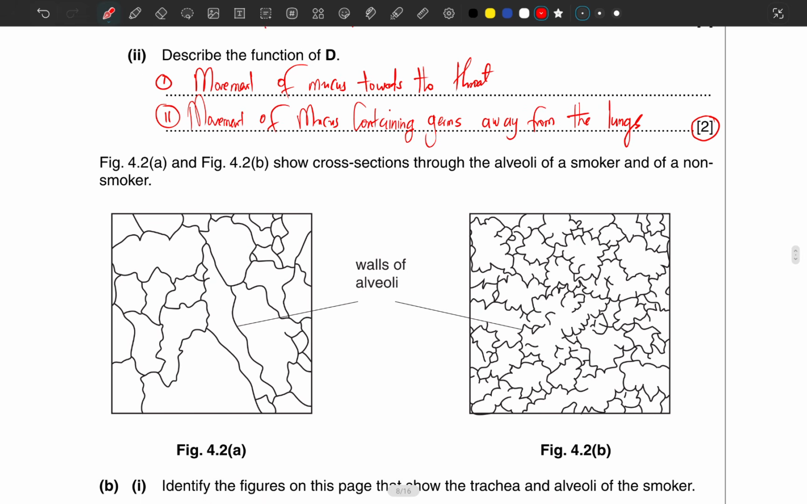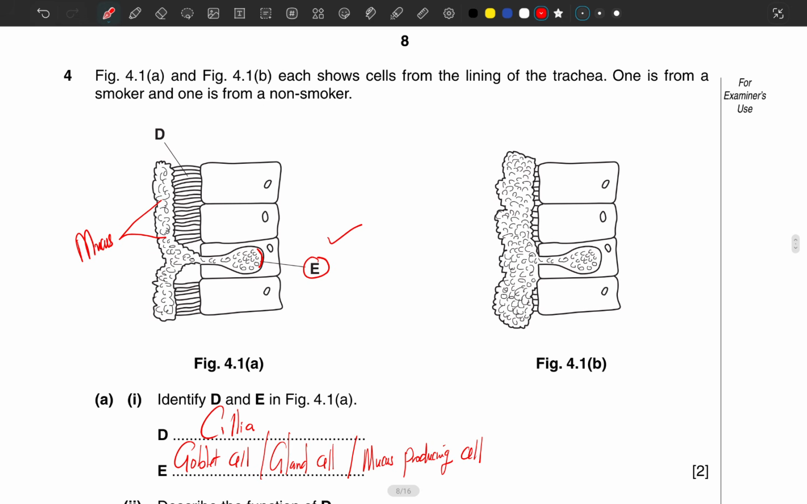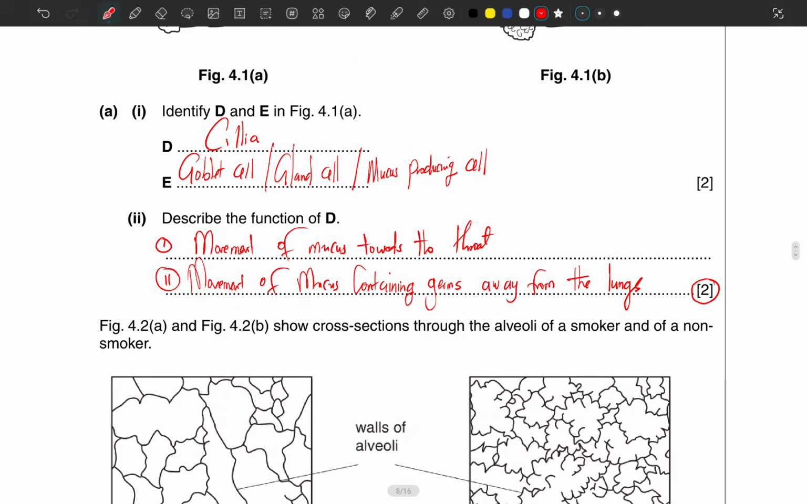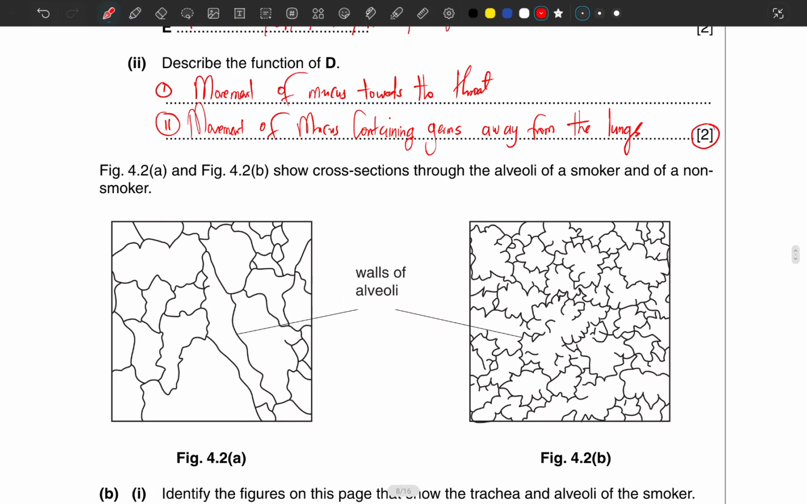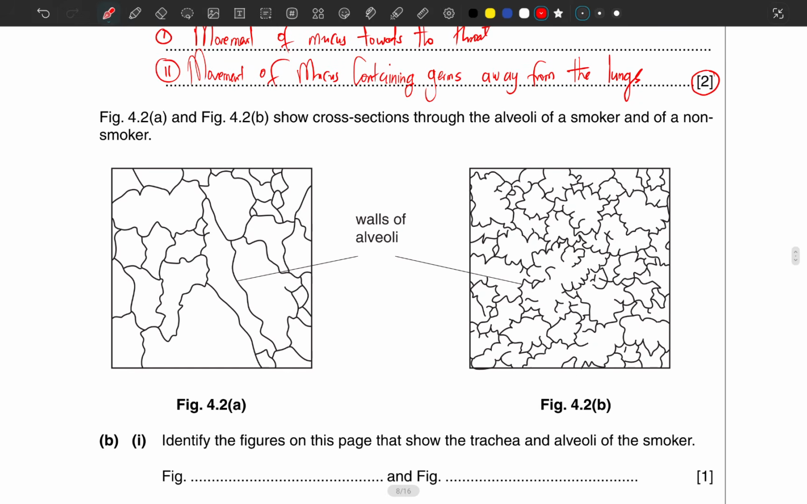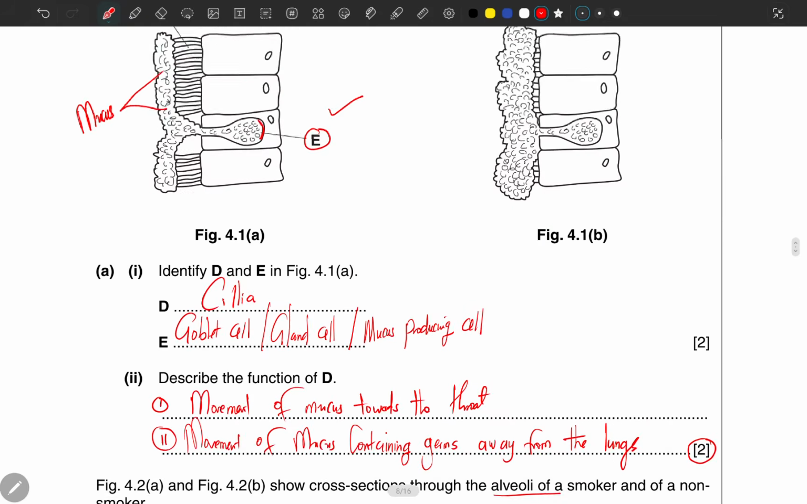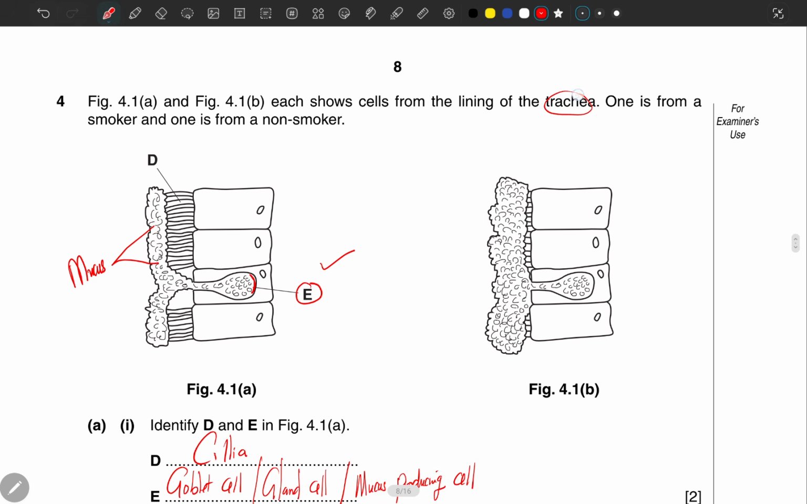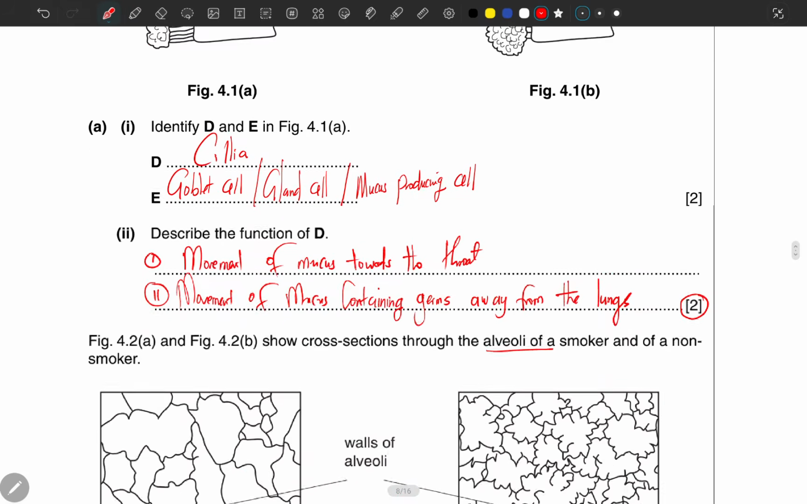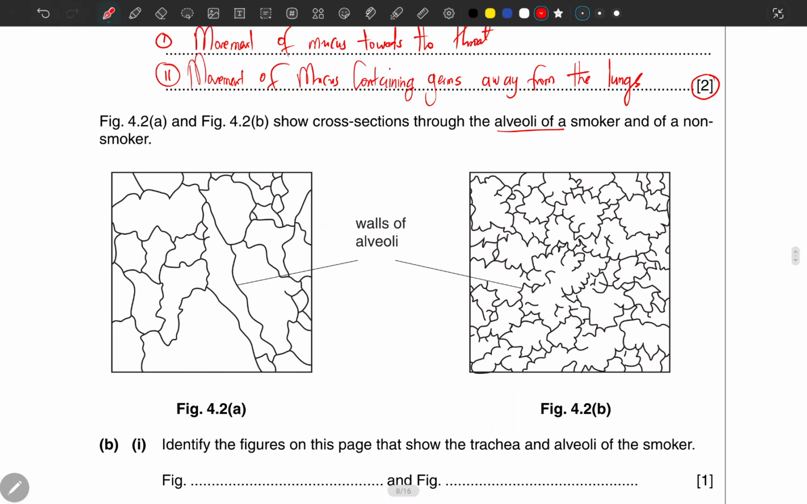Then figure 4.2a and 4.2b are again shown. Remember here we had 4.1a and 4.1b. Now they have given us 4.2a and 4.2b, that shows the cross-section through the alveoli of a smoker and non-smoker. Here they're giving us the alveoli, but here they gave us the trachea. So here is a trachea, here is a trachea, but here is a cross-section through the alveoli.